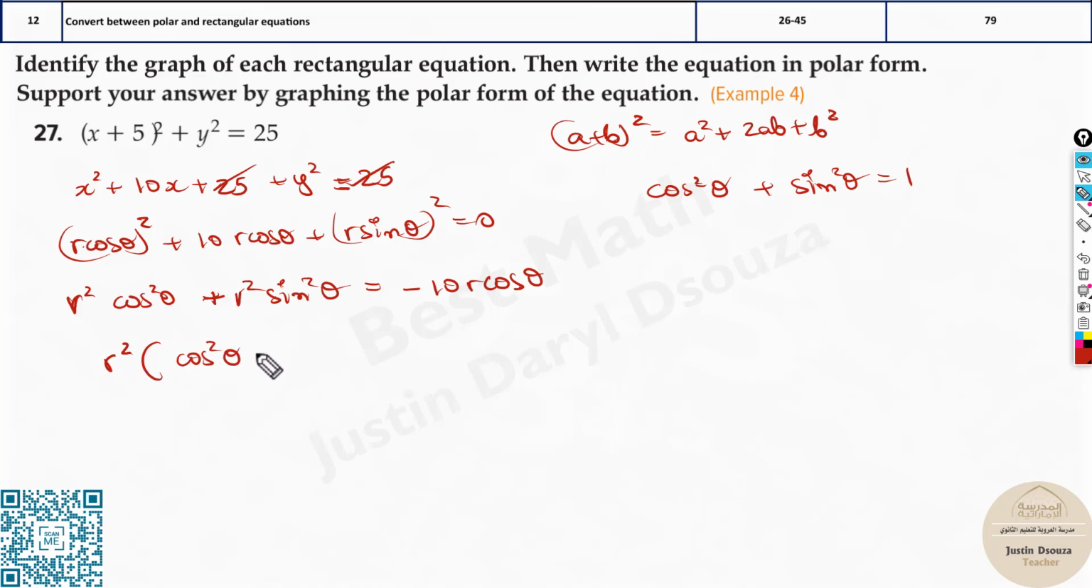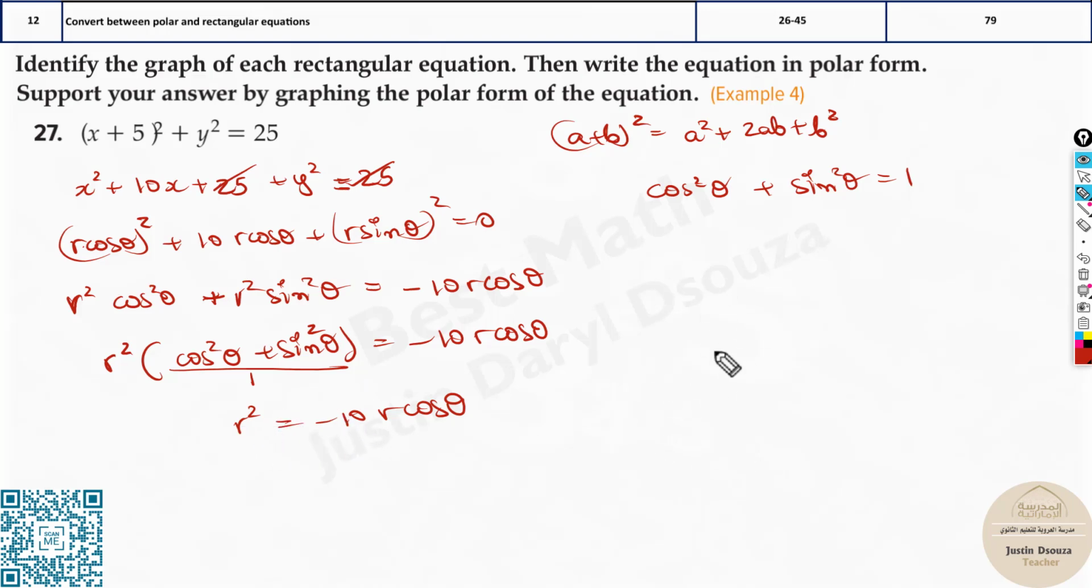You have cos squared theta plus sine squared theta, that is equal to minus 10r cosine theta. This entire thing becomes 1. So r squared over here is equal to minus 10r cos theta. Now here, see, it's not over. If you leave it like this, you won't have the correct option.